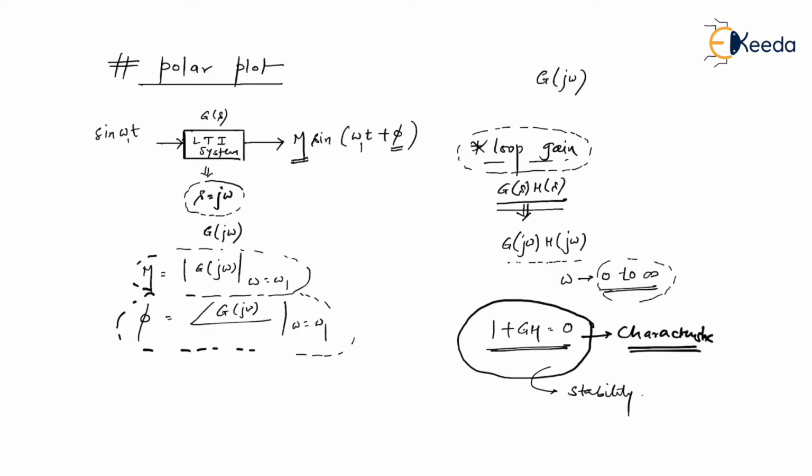Let us say we have a loop gain G(s)H(s). I want to see how this G(s)H(s) is changing with respect to omega when omega is varied over 0 to infinity. Then I'll get the behavior of the characteristic equation 1 plus GH equal to 0. And once I know the behavior of the characteristic equation, I will also come to know how the stability of the overall system is affected when omega is varied from 0 to infinity. So basically, what you require for a polar plot is just GH, that is, the loop gain.